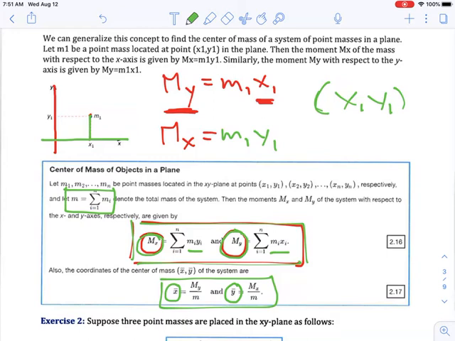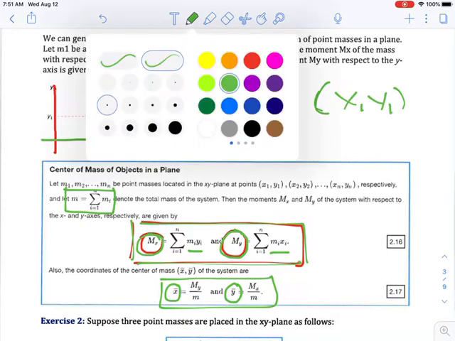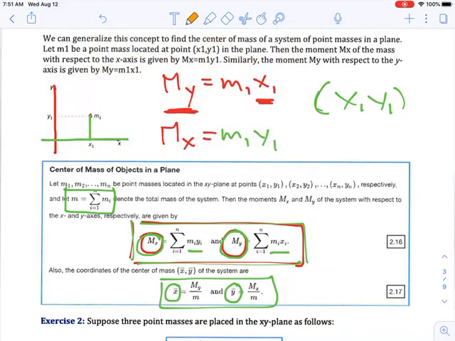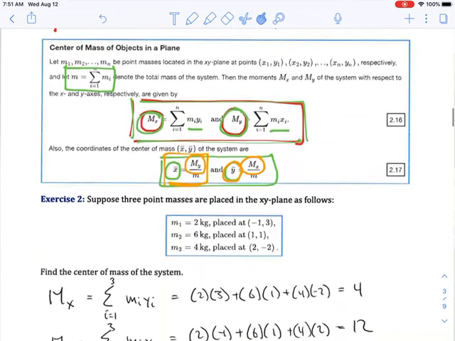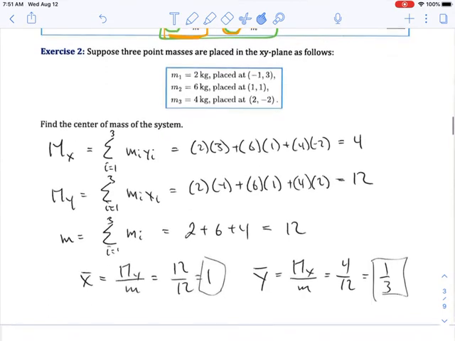And so take note that when we're finding the x coordinate, we are taking m sub y. And when we are finding the y coordinate, we're doing m sub x. All right. So again, you've got to keep that kind of straight. So let's do an example, and it will all make perfect sense.